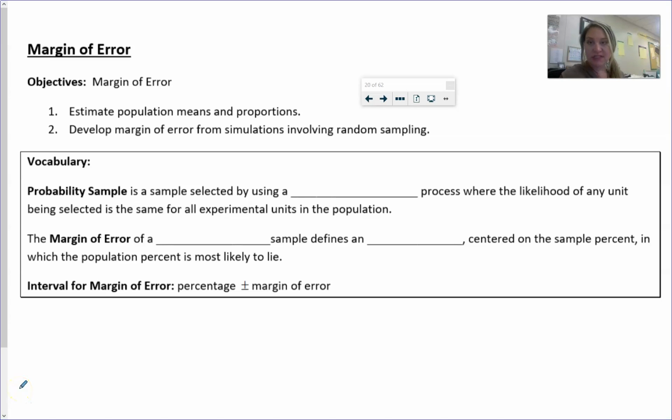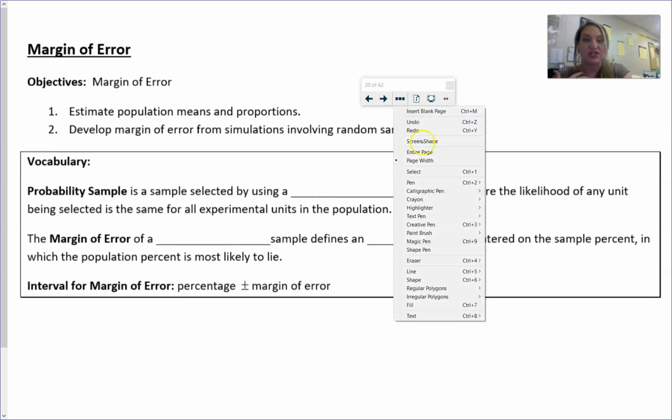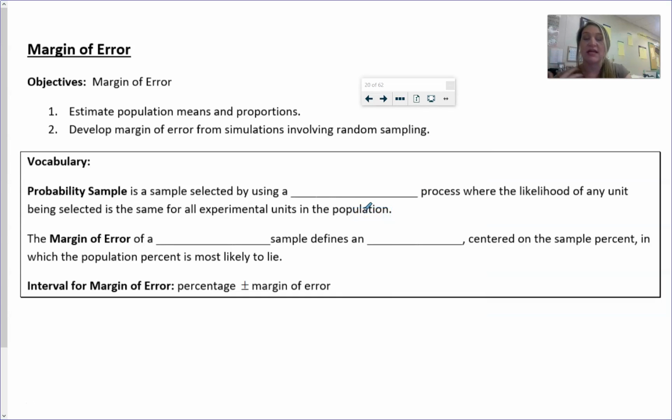All right, guys, we're going to move on today to margin of error. So what we're going to do with it is estimate the population means and proportions, and we also use it to develop the margin of error from simulations involving random sampling. This is one of those big ones that you do see in day-to-day life. You see it in real-world situations, especially when it comes to elections. So all of our examples today are going to be tied to elections.